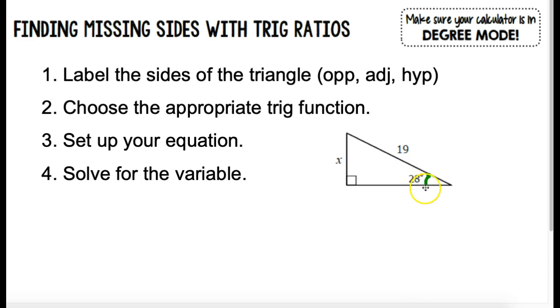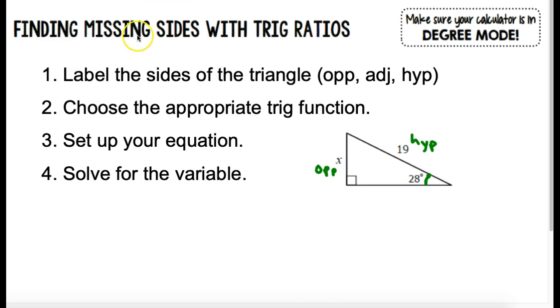With respect to this 28-degree angle, the x is the opposite side. It's not touching that angle, so it's opposite. Then the 19 is the hypotenuse. Once we have the triangle labeled, we want to choose the appropriate trig function. That means we have to choose whether we're going to use sine, cosine, or tangent. To do that, we want to look at the information that we have. We have the opposite side and the hypotenuse.